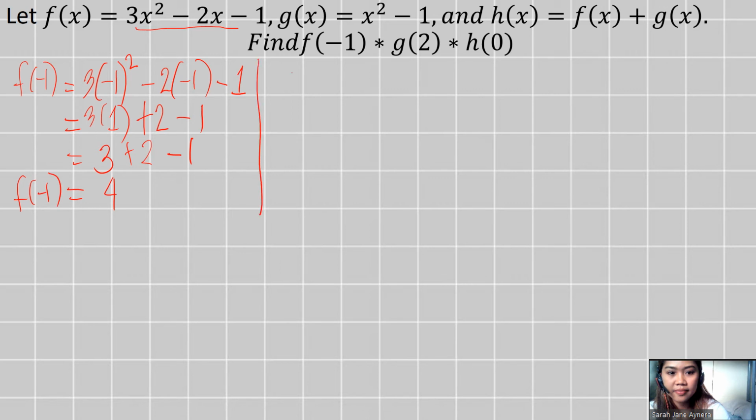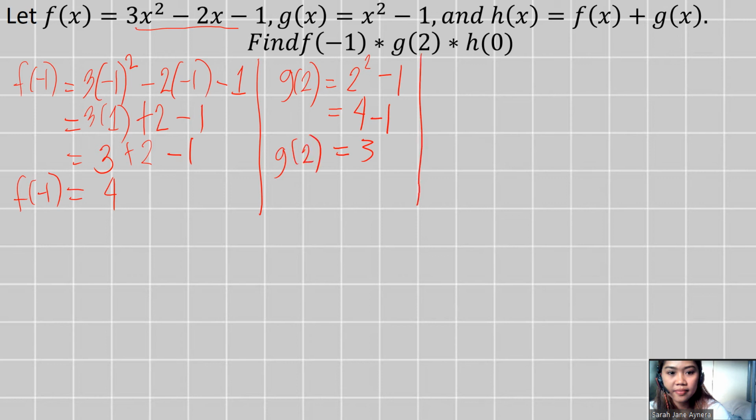Let us solve g of 2. So, in this case, you will evaluate g of x when x is equal to 2. So, we will substitute 2 to all x. So, this will become 2 squared minus 1. This is equal to 2 squared is 4, minus 1 is equal to 3. So, g of 2 is equal to 3.